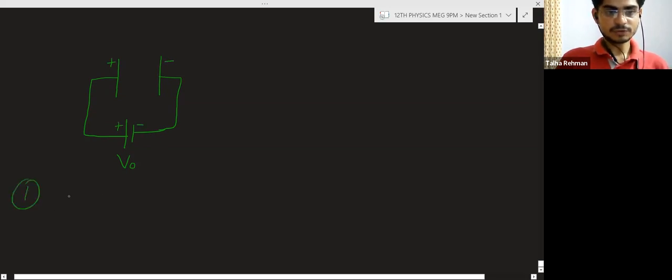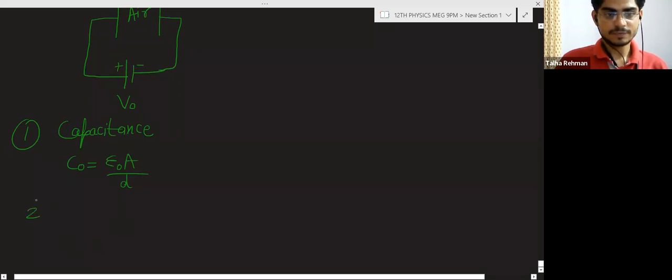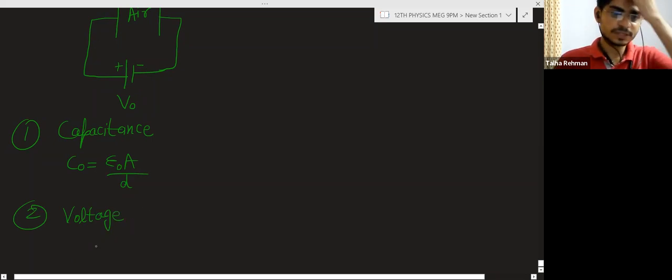And suppose I want to calculate the capacitance, and air is filled in between the plates. So capacitance is given by C naught equals epsilon 0 A divided by D. And secondly, voltage remains the same, meaning V equals V naught.